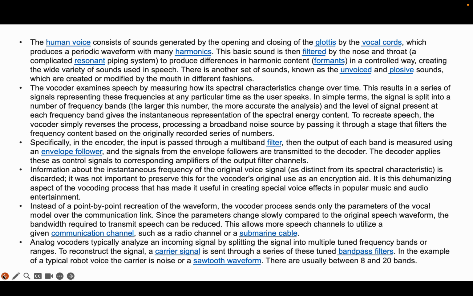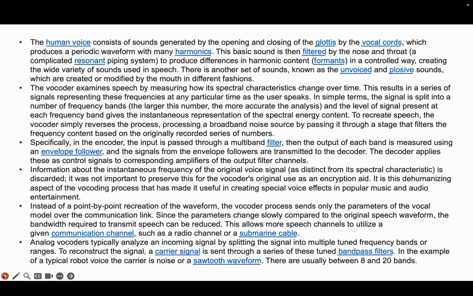Information about the instantaneous frequency of the original voice signal is discarded. It turns out this was not important for the original use for encryption. The fact that you discard the original voice signal is kind of this dehumanizing aspect that makes it useful in creating special voice effects in popular music and audio entertainment. So then instead of a point-by-point recreation of the waveform, the vocoder process sends only the parameters of the vocal model over the communication link. So that's what you're hearing when you listened to this short YouTube segment that I played.